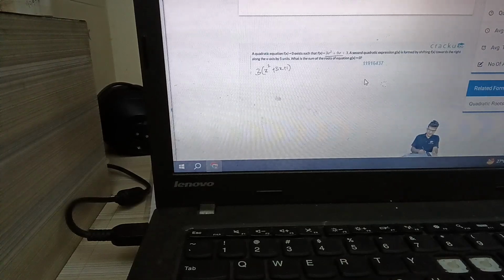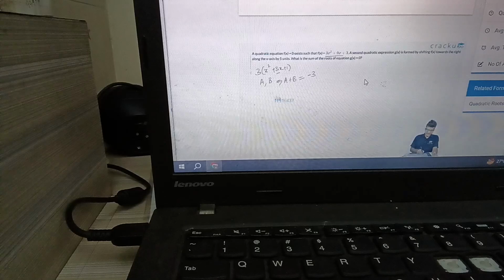If you assume that the quadratic equation's roots are a and b, the value of a plus b is minus of the coefficient of x. So this is equal to minus 3. And what is the value of the product of the roots? A into b is equal to 1, which is the constant term, it is not the coefficient of either x square or x.